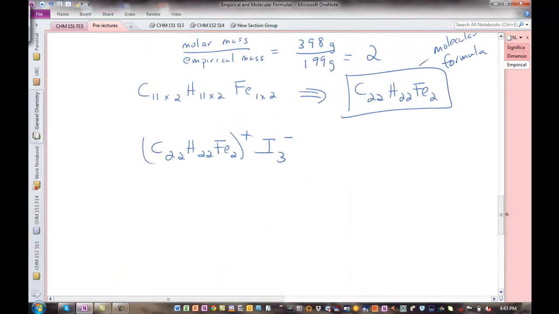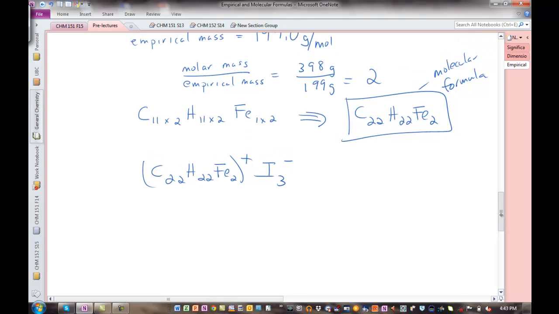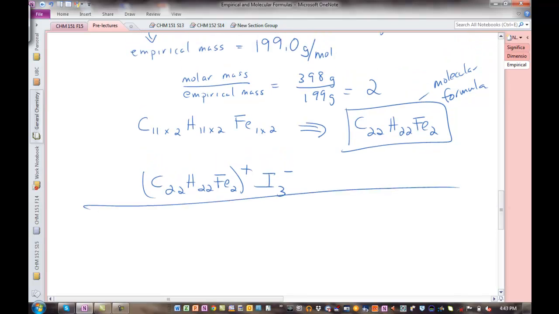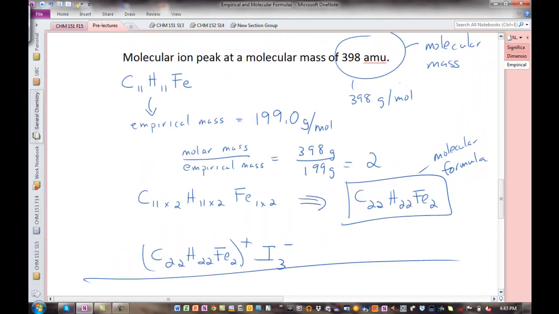So now, let me just show you an alternative solution here. If we know the molar mass, 398, and the mass percent, we can actually figure out how many grams of each element are in 1 mole of the compound. Remember, this is the mass per 1 mole of substance.